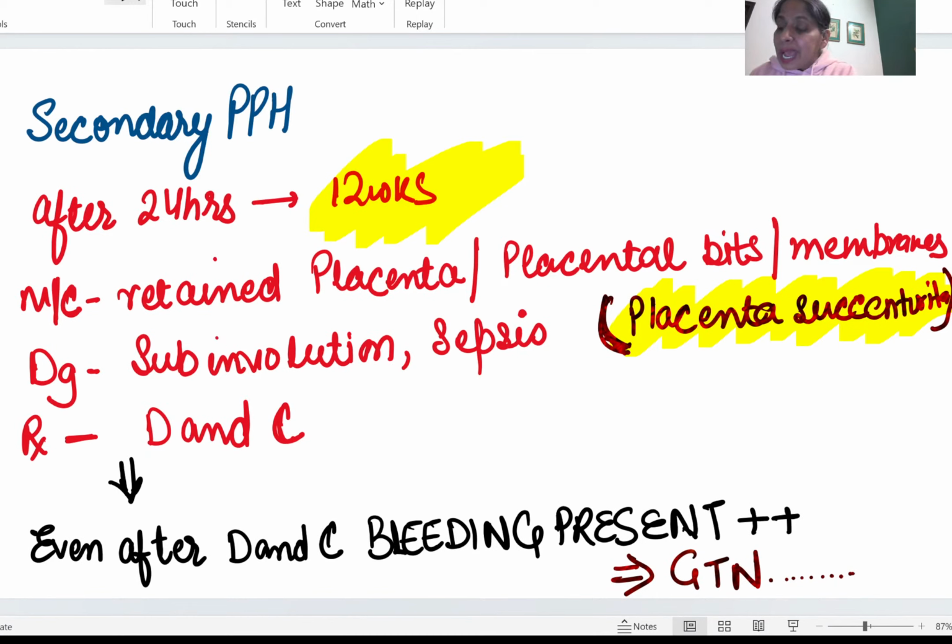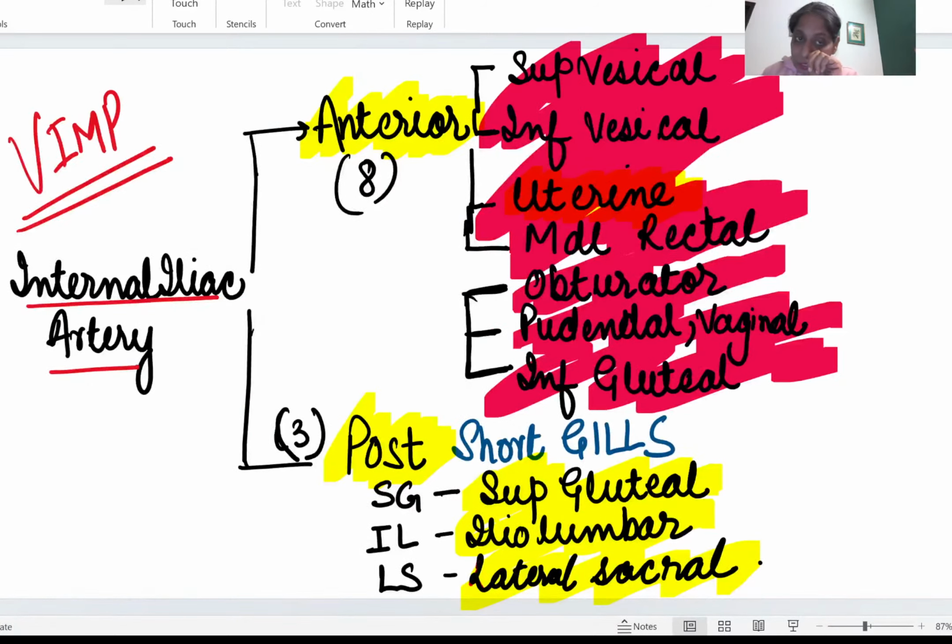Superior gluteal is absent? No, Dr. Kavita, superior gluteal is in the posterior division branch. Got it, Dr. Kavita? You can see that superior gluteal is in the posterior division branch. Short gills. Okay?